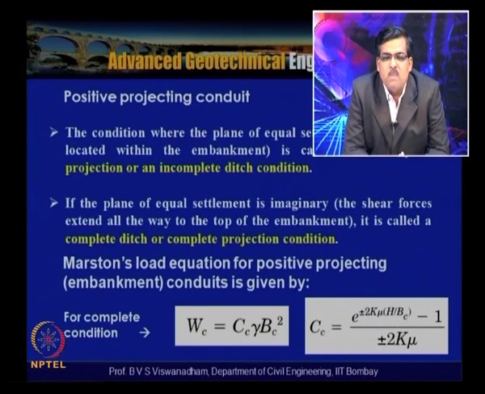For this, the Marston load equation for positive projecting conduits is given. For the complete condition, WC is equal to Cc into gamma into Bc square, where Cc is equal to (e to the power plus or minus 2k mu into H by Bc, minus 1) divided by plus or minus 2k mu. Please note that there are plus or minus signs in the expression for Cc.